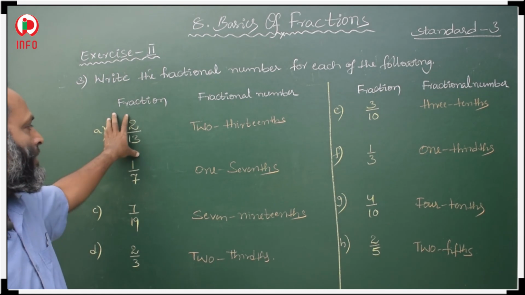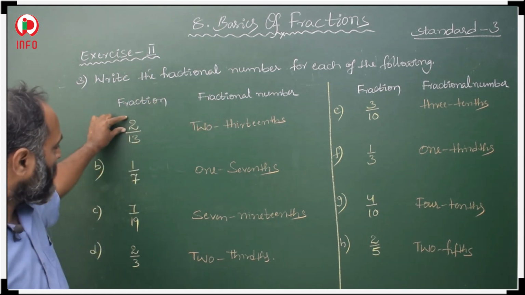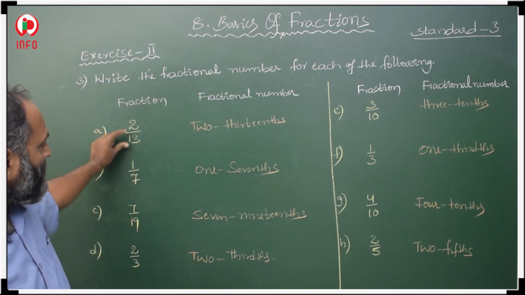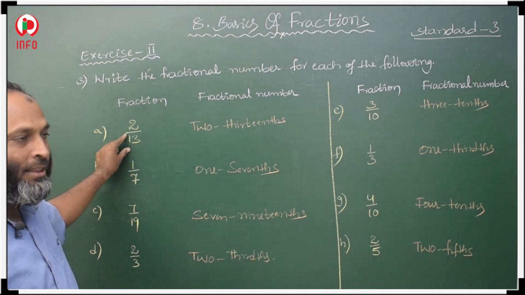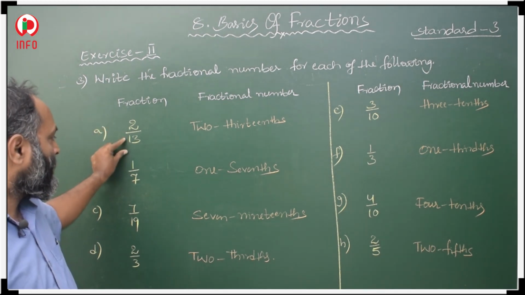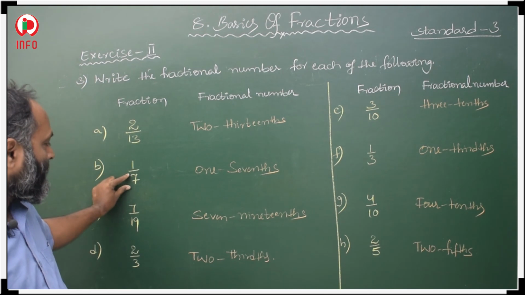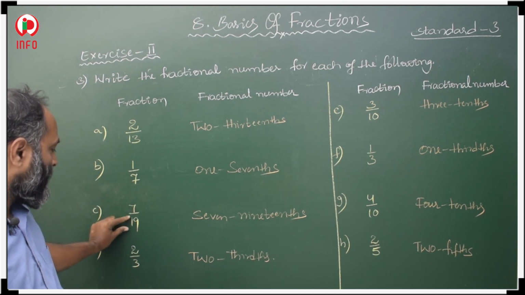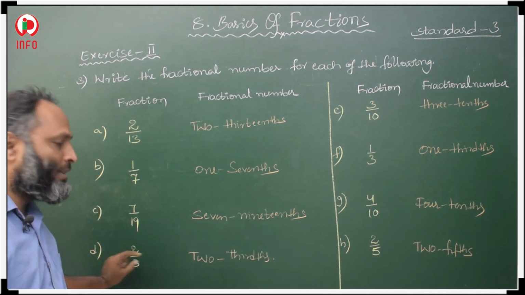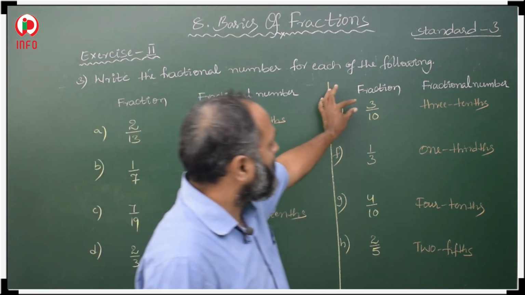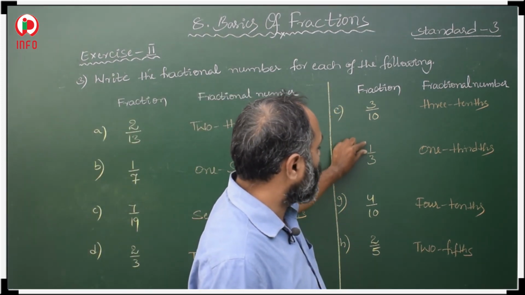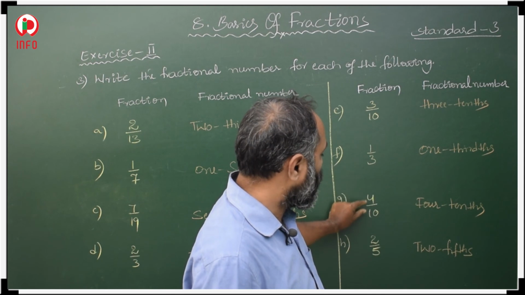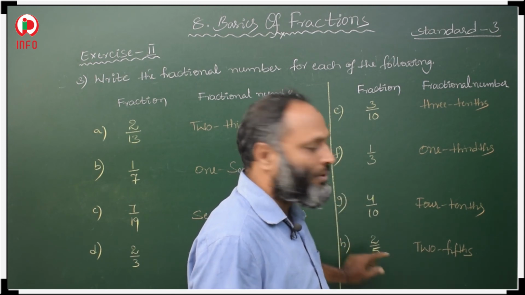When a fraction is given, how do we write the fractional number? First we write the numerator, which is 2. Then the denominator, if 13 is there, 13ths. 2 thirteenths, 1 seventh, 7 nineteenths, 2 thirds, 3 tenths, 1 third, 4 tenths, 2 fifths. Okay.